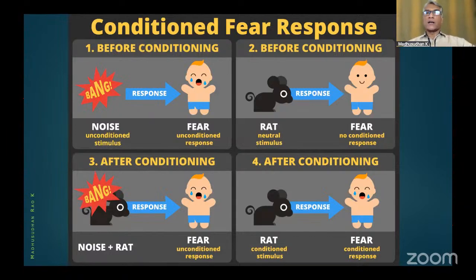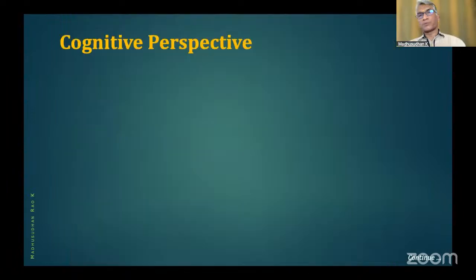So this is the extinction process, or the Little Albert example I was talking about. When there was a sound, the child was scared. It is an unconditioned response. Then a white rat was introduced to the child. He was not at all scared, and he was playing with the rat. Then the sound and the rat were shown at the same time, and slowly the rat was reinforced with the sound. Finally, whenever he even sees the rat, he is scared of it. Similarly, it can be unconditioned too.